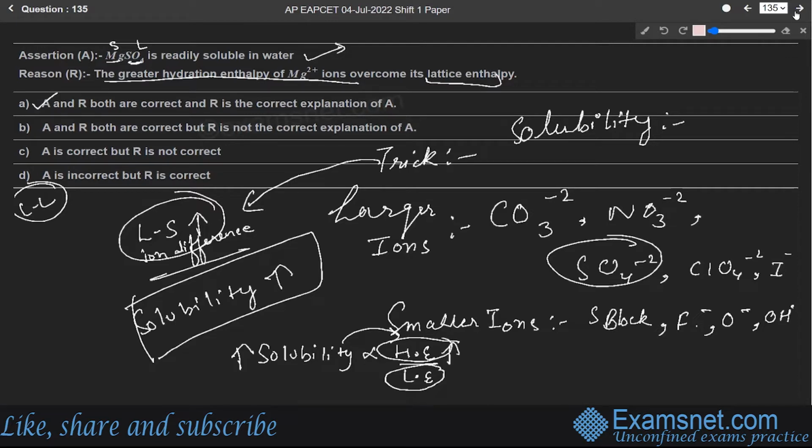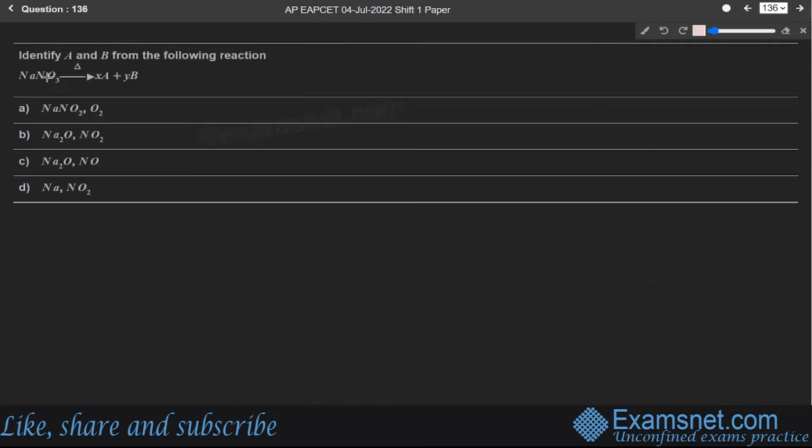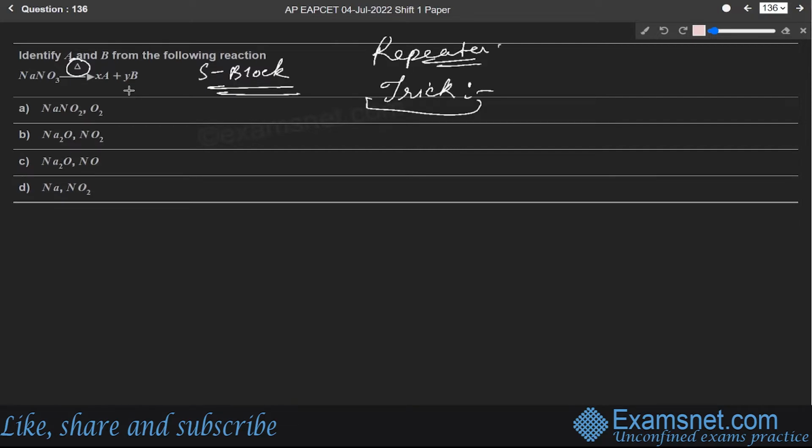So okay, let's go to the next question. Now NaNO3 gives Xa plus Yb, right? Again, you're heating this. You have to learn this equation. This is again from S block. You have to learn the reaction, but I can tell you one trick. Every question I have a trick. And this question is repeated in many ways, in the 2020 paper, 21 paper, even in the JEE.